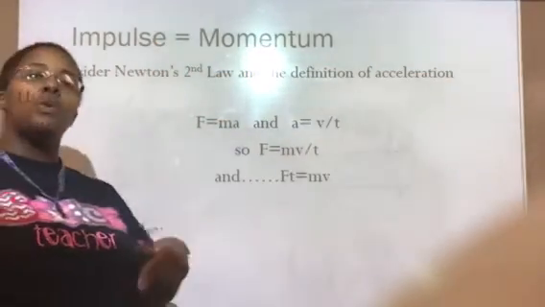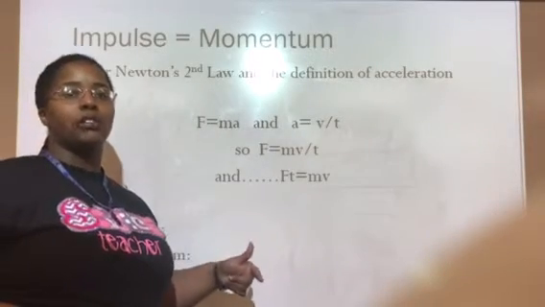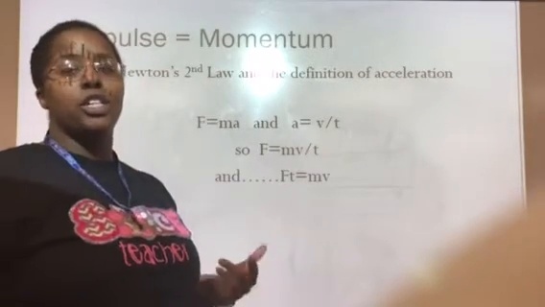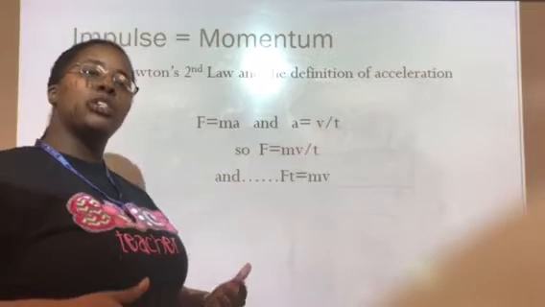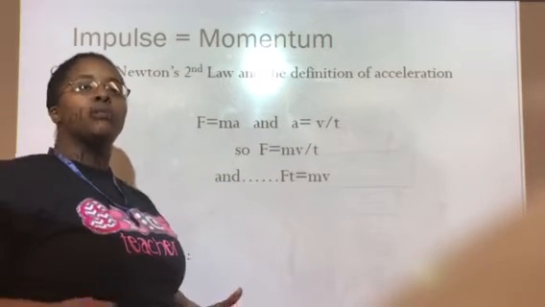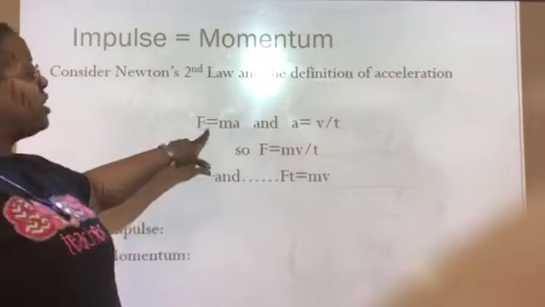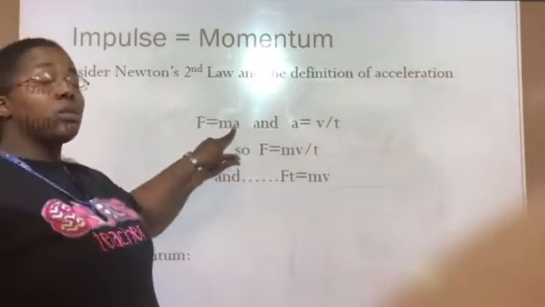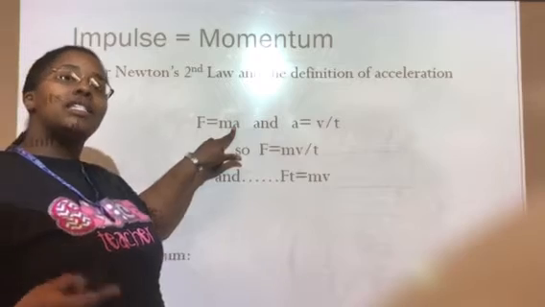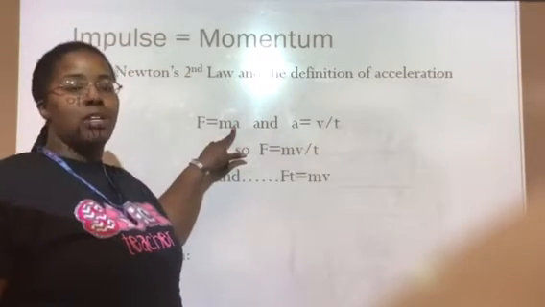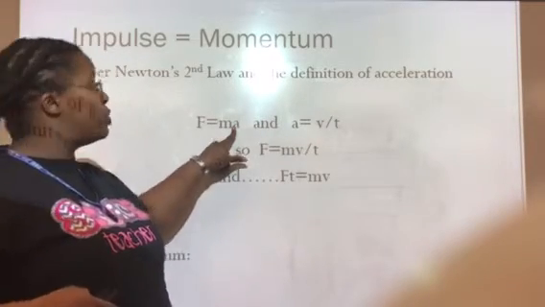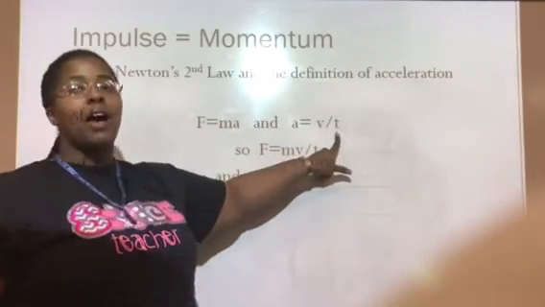First things first, we remember Sir Isaac Newton. His second law was force equals mass times acceleration. If you remember, force is measured in newtons, mass is measured in kilograms, acceleration was measured in meters per second squared. If I look at Newton's second law, we also learned first semester that acceleration had its very own equation. So acceleration is equal to velocity divided by time.